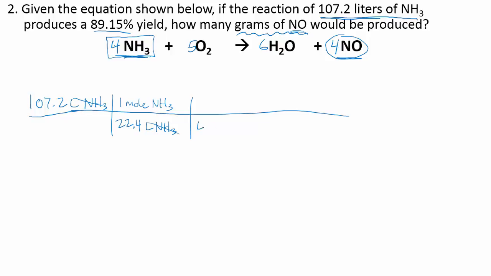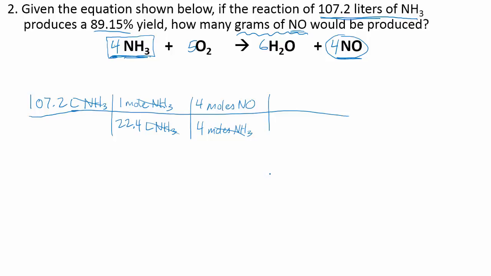step. So we can say that 4 moles of NH3, according to my balanced equation, I use this 4, will produce 4 moles of nitrogen monoxide, like so. And again, those mole units cancel out, and we've switched over to nitrogen monoxide just like that.